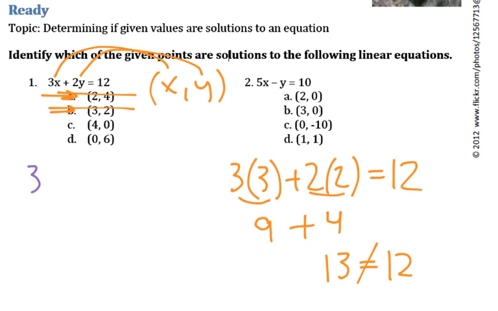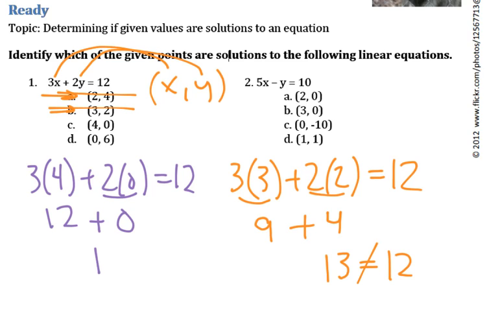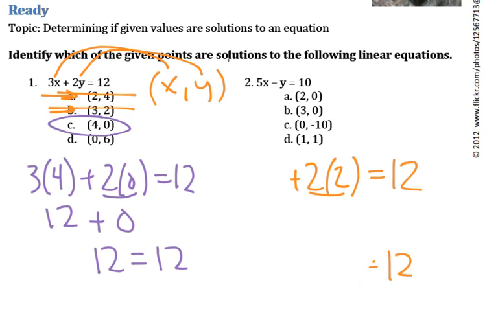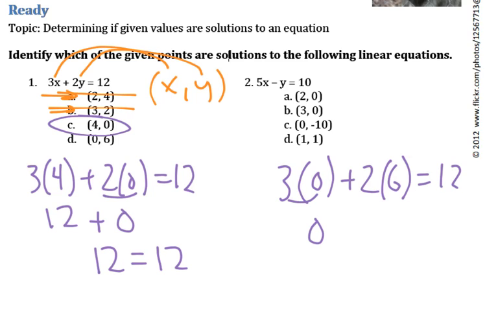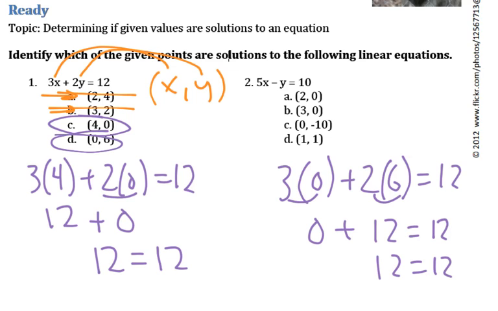Okay, with C. 3 times 4 for x plus 2 times 0 for y. 2 times 0 is 0. 3 times 4 is 12. 12 plus 0 is 12. Does 12 equal 12? Yes. So that's a possibility. But remember, when we're dealing with two variable equations, there are more than one answer. So try 0, 6. So 0 for x, 6 for y. That's 0. That's 12. 0 plus 12 is 12, so 12 does equal 12. So C and D are both possibilities here.